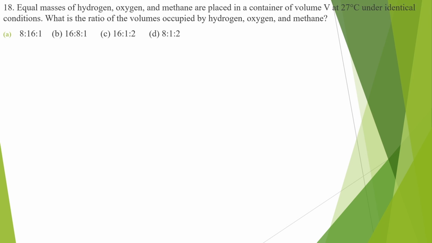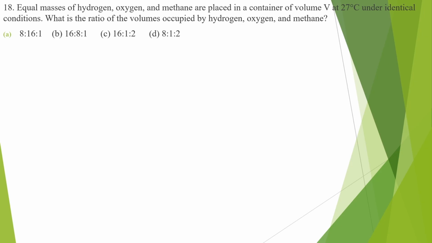Problem number 80 says equal masses of hydrogen, oxygen and methane are placed in a container of volume V at 27 degrees Celsius under identical conditions, meaning P, V, T are all constant. What is the ratio of volumes occupied by hydrogen, oxygen and methane?